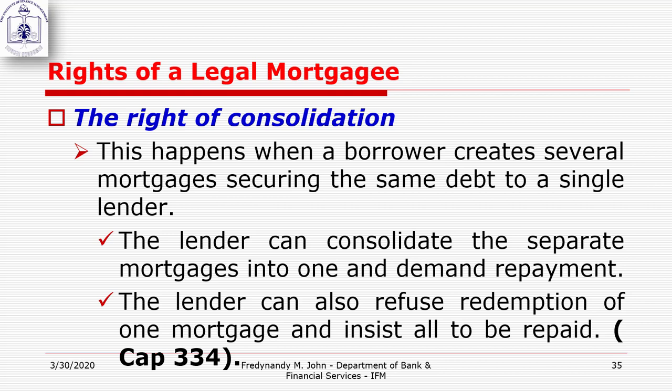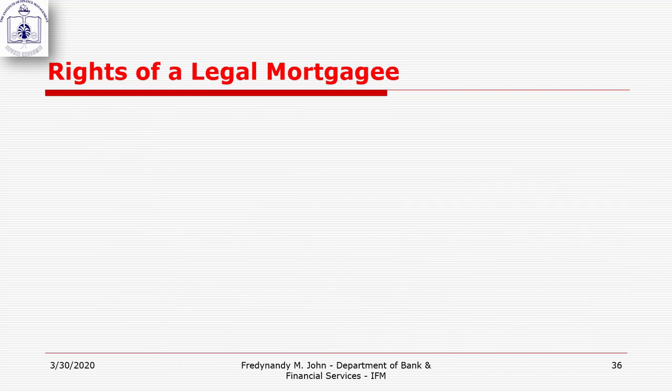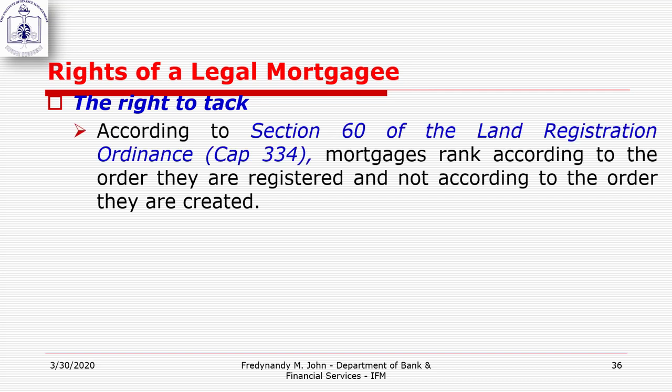So this clause provides the right to the lender to demand repayment of all the consolidated debts, because it is the lender who knows how much he has hustled to recover the debt from this particular borrower. Then there is the right to tack. According to section 60 of the Land Registration Ordinance, Cap 334, mortgages rank according to the order they are registered and not according to the order they are created.